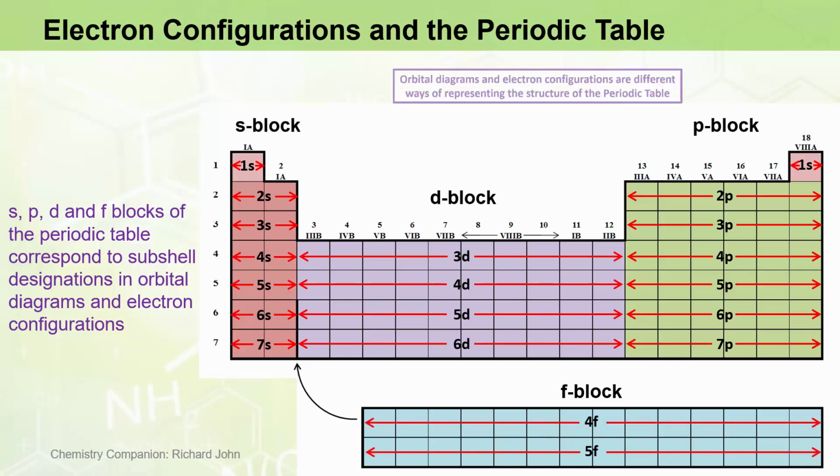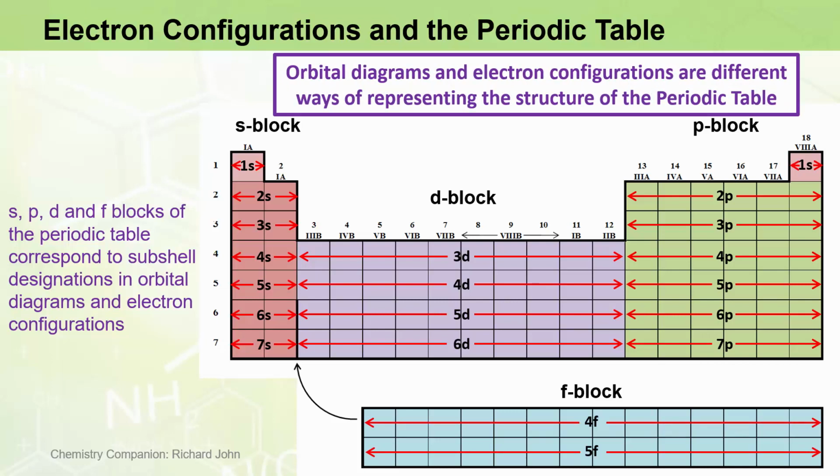Given that orbital diagrams and electron configurations are actually different ways of representing the periodic table, we will see in subsequent videos how the periodic table can be used to generate electron configurations, and therefore how we can predict many chemical and physical properties of elements based on their position in the periodic table.